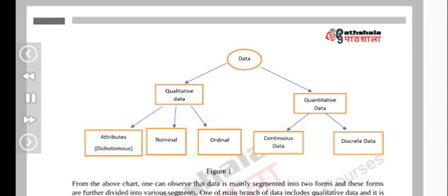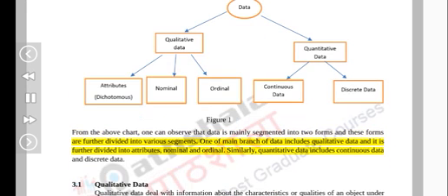Figure 1. From the above chart, one can observe that data is mainly segmented into two forms, and these forms are further divided into various segments. One of the main branches of data includes qualitative data, and it is further divided into attributes, nominal and ordinal. Similarly, quantitative data includes continuous data and discrete data.